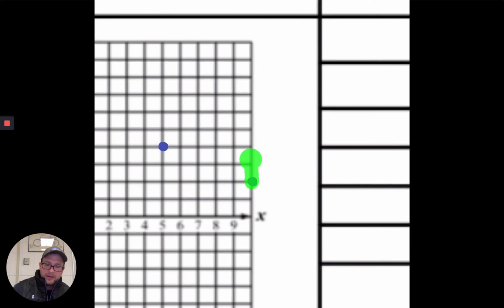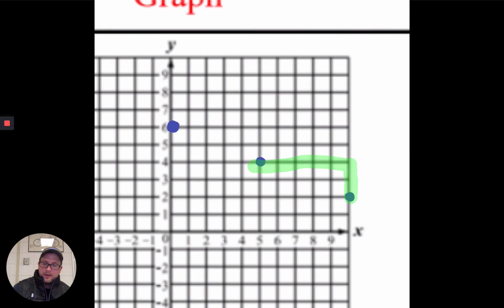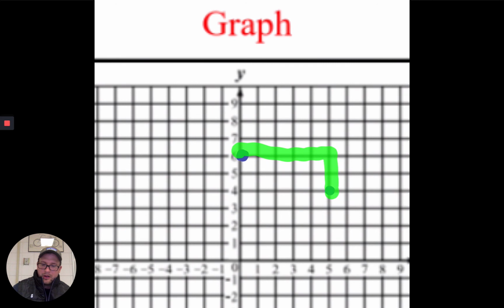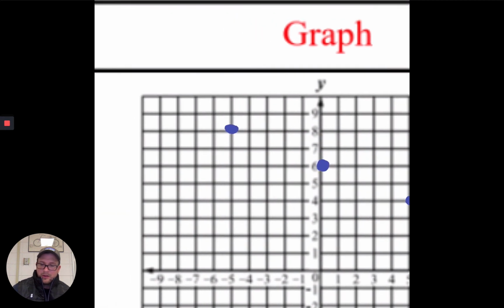If I started at a point on the right, and this only works in reverse, so you always got to start at a point on the right and go to the left. If I went up 2 and back 5, I would hit another point. Up 2, back 5, I'm going to hit another point right there. Up 2, back 5, 1, 2, 3, 4, I did get 5. I'm going to hit another point right there.